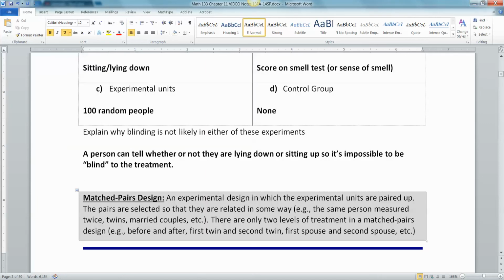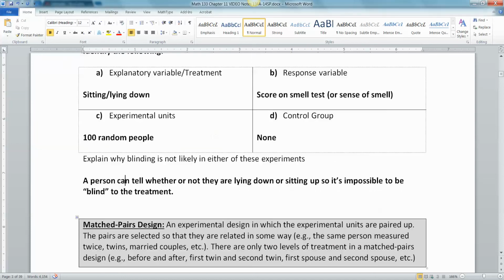Which leads me to the last bit that we care about here, which is this last design is something really special called the matched pairs design. It's an experimental design in which the experimental units are paired up. So sometimes they'll do husband and wife, sometimes they'll do twins or brother and sister, married couples, that kind of thing. Or sometimes they'll do it with the experimental unit and themselves, which is what they did here, sitting and lying down, before and after, like pre-test, post-test, that kind of thing.